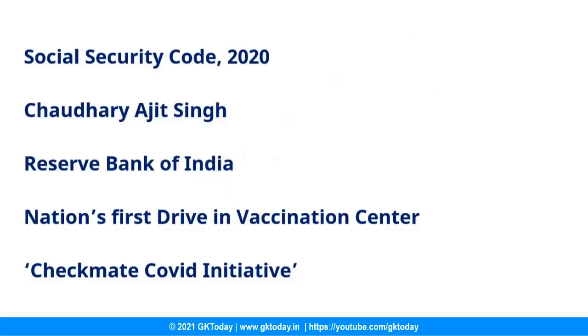Next is India's first drive-in vaccination center. So this center has been started in Mumbai. What does this mean? It means you go in your car, you stop your car at the center, someone will come to vaccinate you while you stay in your car. So this is going to be very beneficial for differentially abled people. They won't have to come out of their vehicle for vaccination. Last is Checkmate COVID initiative. So this has been launched by AICF, that is All India Chess Federation. So this is an initiative to help the people who are affected by this COVID pandemic.